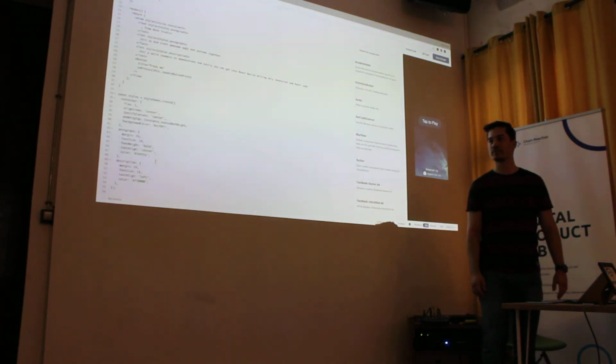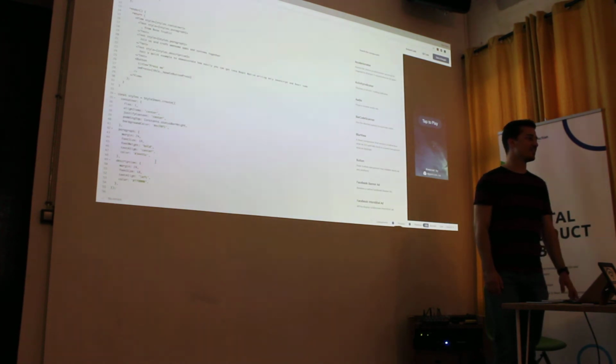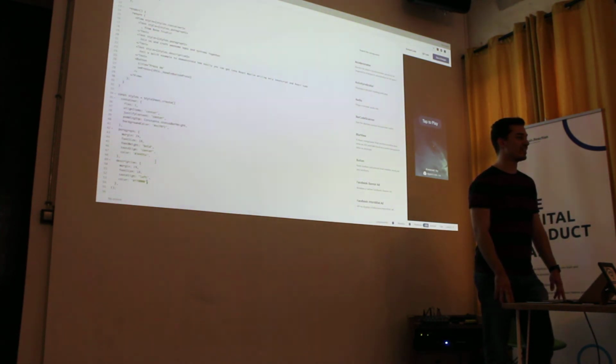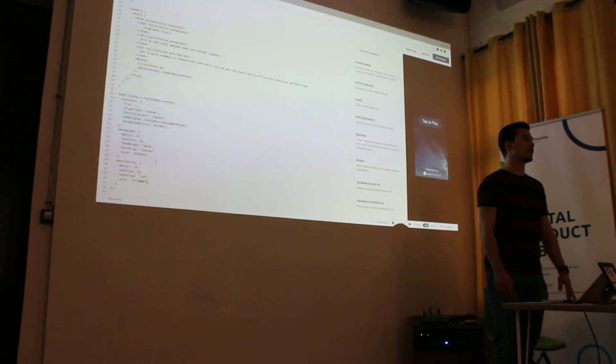One last question. Yeah, you are the only one. So what are the benefits of having React Native over Apache Cordova, for example? Could you repeat the question? I didn't hear. So what are the benefits of React Native over Apache Cordova or such?